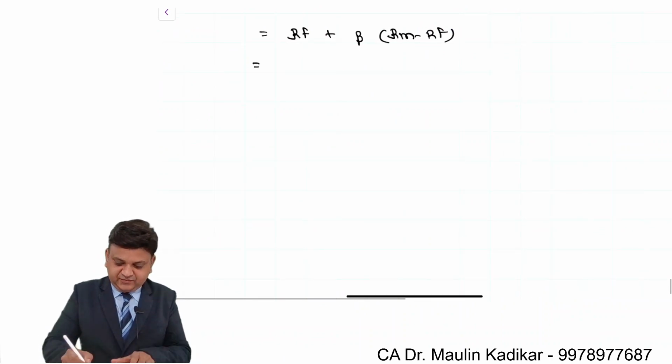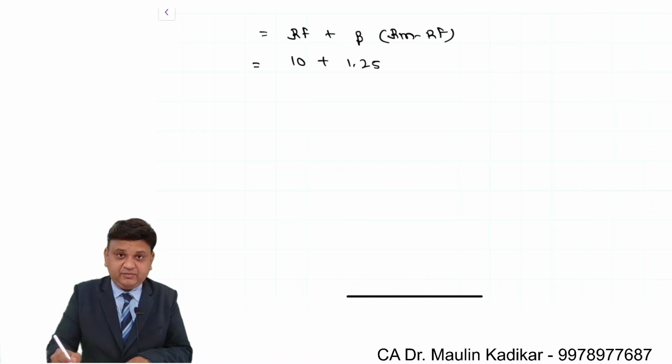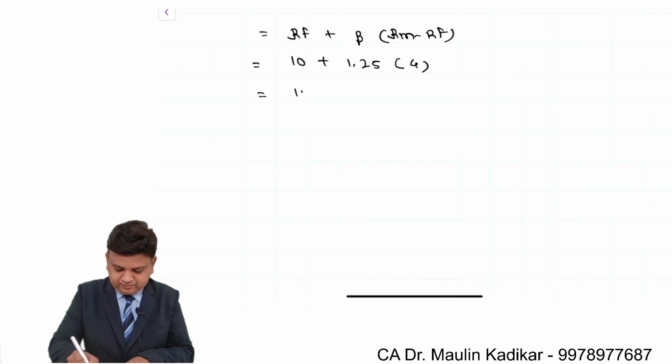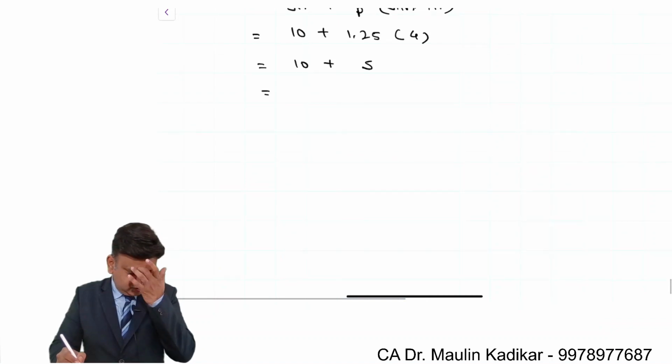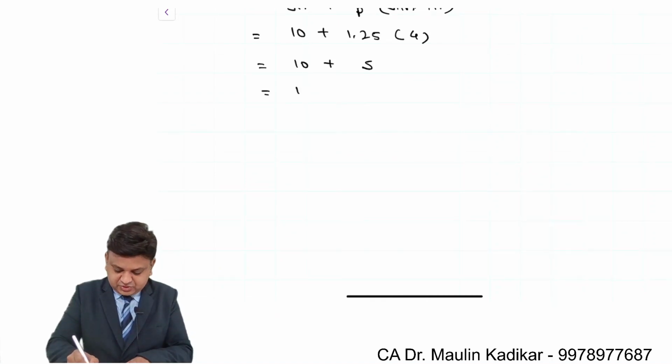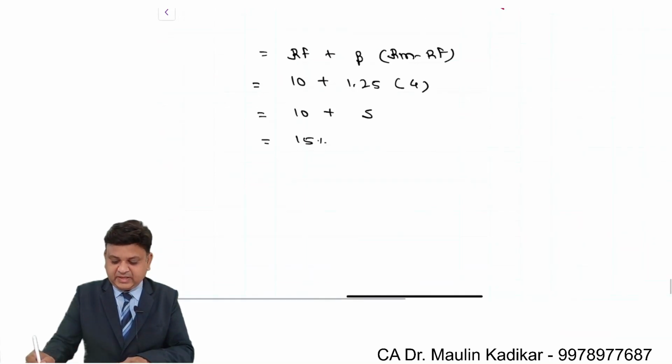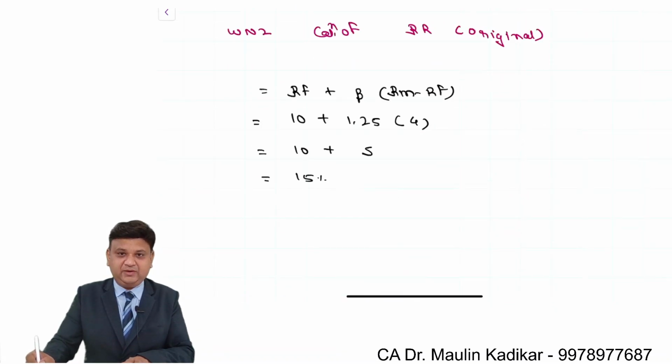So over here Rf is 10, beta is 1.25, Rm minus Rf is 4. So 10 plus 5, that comes to 15%. That is the way the required rate of return can be calculated.